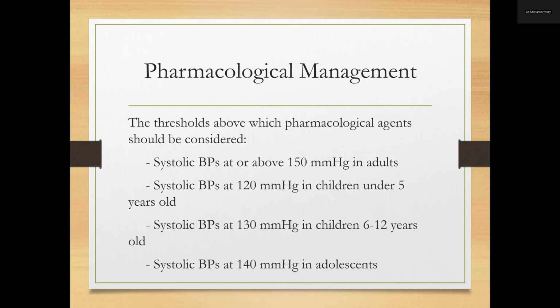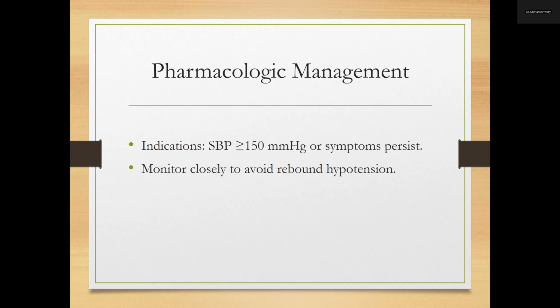So when we start, the threshold is actually this. In adults, anyone with systolic blood pressure more than 150, we can start. For children under 5, the systolic BP to initiate pharmacological medication is 120. Children 6 to 12, 130, whereas adolescent is about 140 mmHg. So when we start this pharmacological medication, remember closely to avoid rebound hypotension.